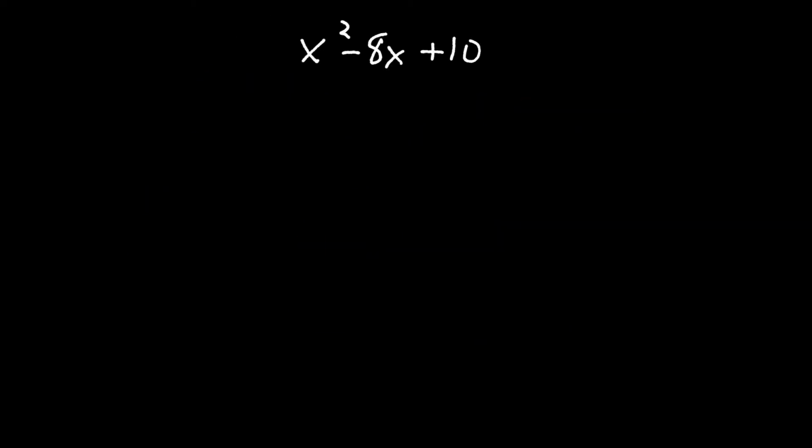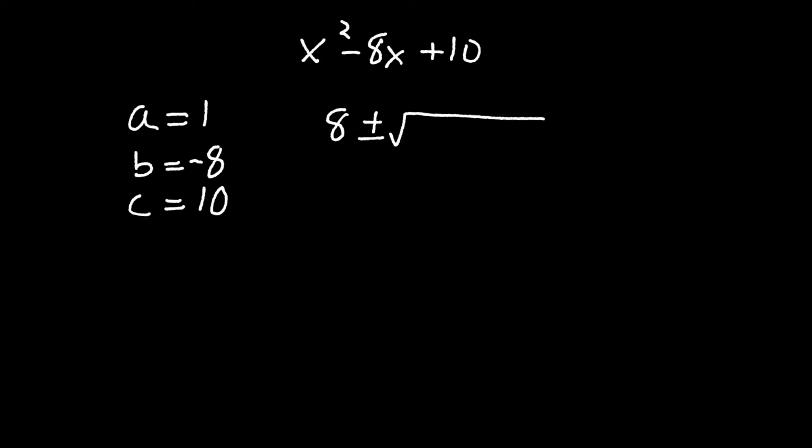Here is our next equation: x squared minus 8x plus 10. Just like before, we want to figure out our a, b, and c. A is 1, b is a negative 8, c is 10. So we'll start off with the opposite of b, which is a positive 8, plus or minus the square root of b squared, so negative 8 squared, minus 4 times 1 times 10, all over 2 times 1.